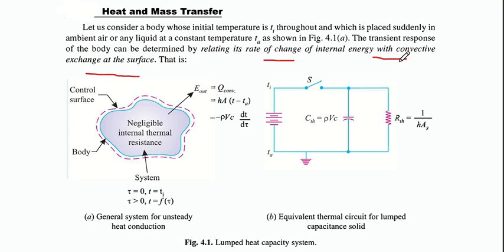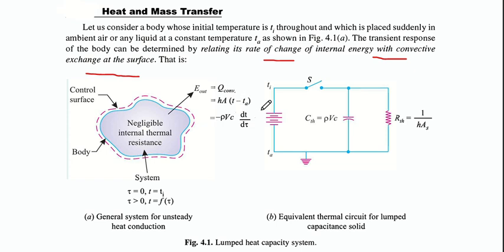So the body's internal energy, and we know internal energy is a function of temperature, right? So there would be a change in internal energy, and the rate of change of internal energy should be equal to the convective exchange at the surface. Okay, so this is a basic assumption we're taking for formulating the equations for lumped analysis. As you can see, this is the equation: the internal energy change will equal the convective transfer.